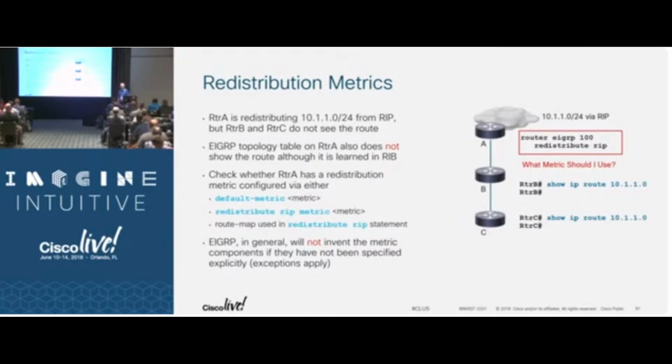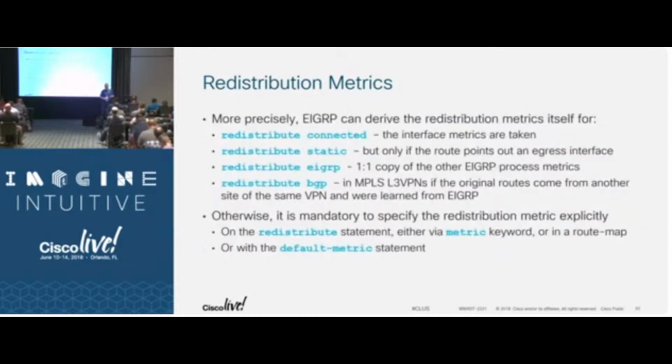Yeah, the redistribution metric. Keep in mind, EIGRP or any protocol for that matter uses its own way of computing its own metrics. There is no way of sensibly translating one protocol's metrics into another, and EIGRP is not going to invent those metrics for you. Okay, in some cases it will, but essentially, this might actually be a dangerous thing to do. When I said sometimes it will, these are the exceptions.